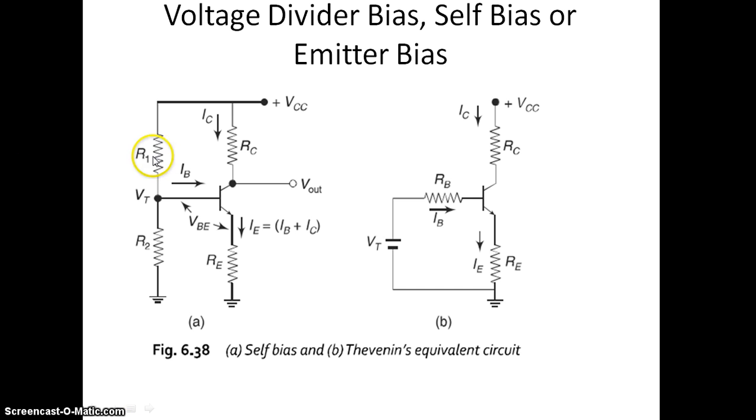These two resistors R1 and R2 provide bias to the base of the transistor, and here we have the collector resistor and emitter resistor. This is the circuit diagram for self bias, and this circuit shows the Thevenin equivalent circuit of the self bias circuit. The base resistor is split into two resistors R1 and R2. So we have V Thevenin, a base resistor, a collector resistor and an emitter resistor.